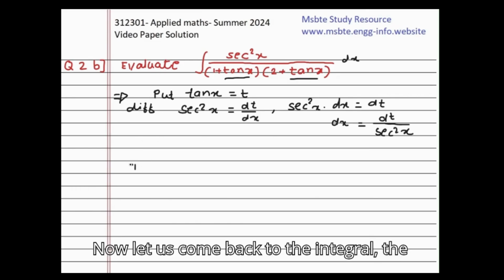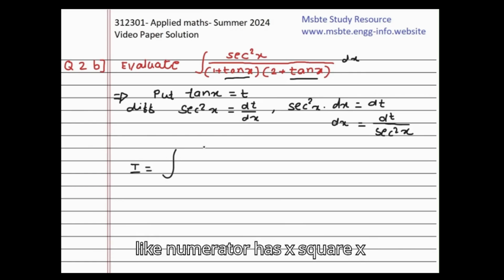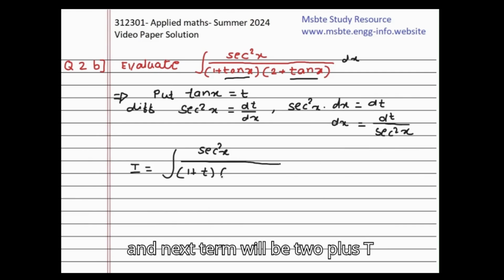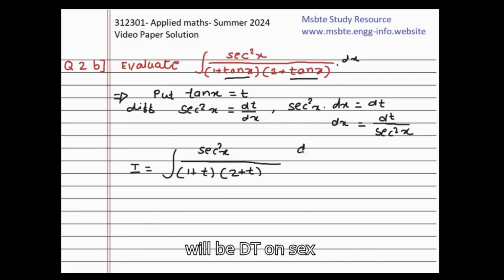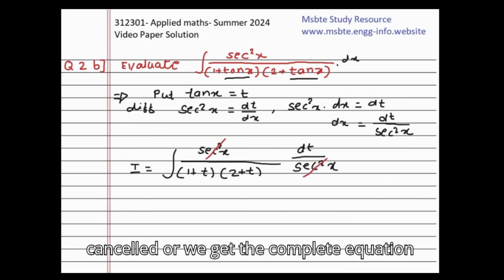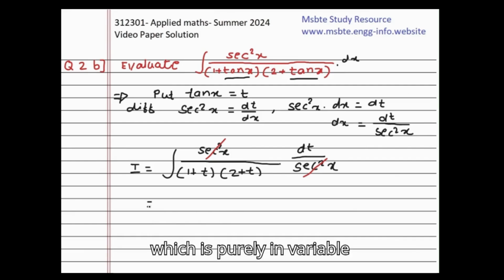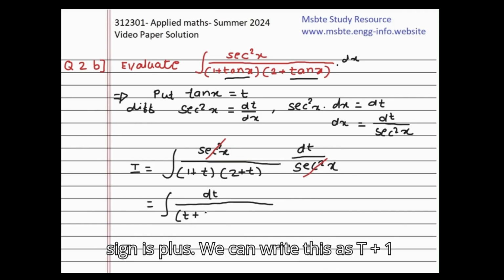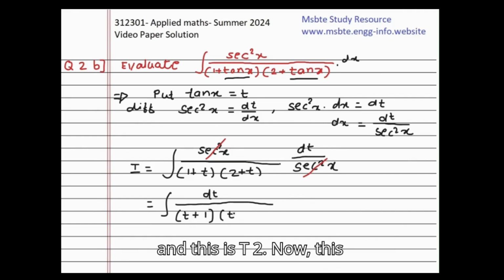Now let us come back to the integral. The integral after the substitution will look like this: the numerator has sec square x, the denominator will become 1 plus t, and the next term will be 2 plus t. And this dx, the value of dx will be dt on sec square x. So this term sec square x, in numerator as well as denominator, gets cancelled. So we get the complete equation, which is purely in variable t, dt upon t plus 1 and t plus 2.